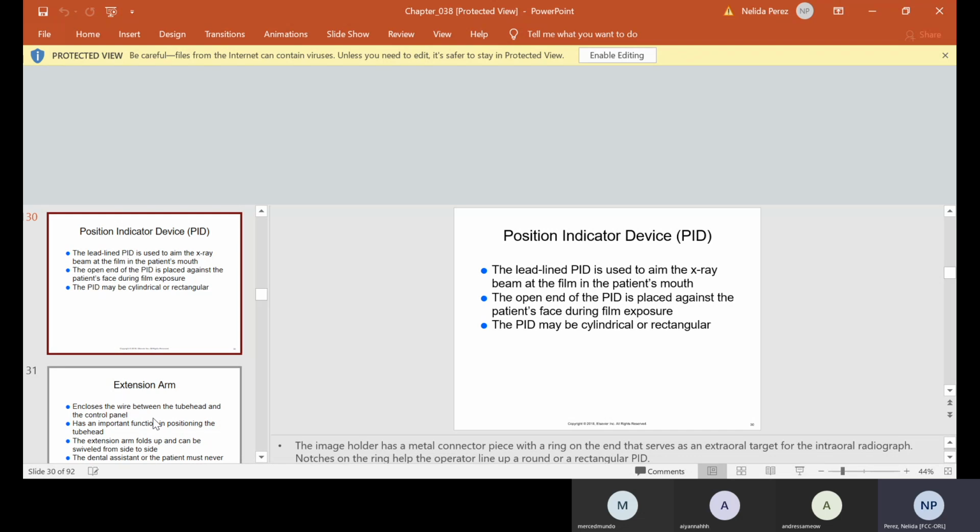Position indicator device, PID, okay, is lead-lined, and is used to aim the x-ray beam at the film in the patient's mouth. The open end of the PID is placed against the patient's face during film exposure, and it could be cylindrical or rectangular. If you guys remember, we have the cylindrical, okay?